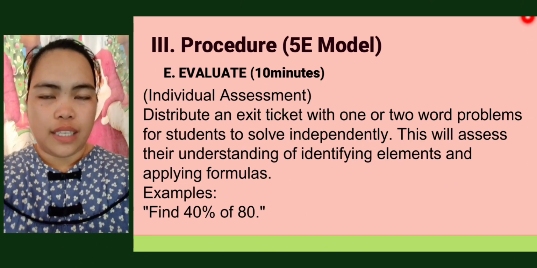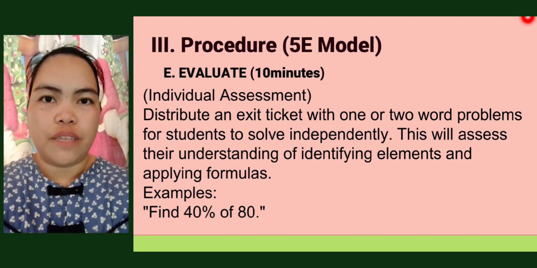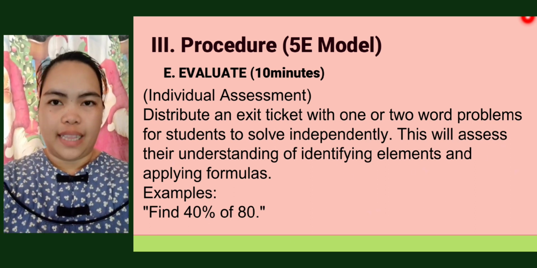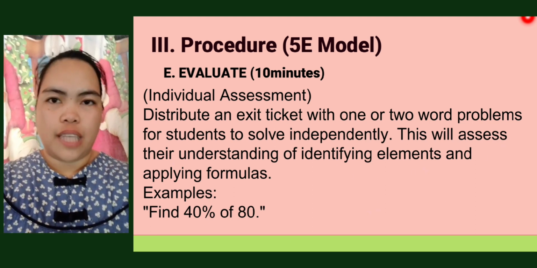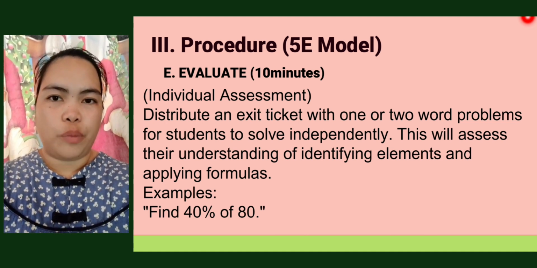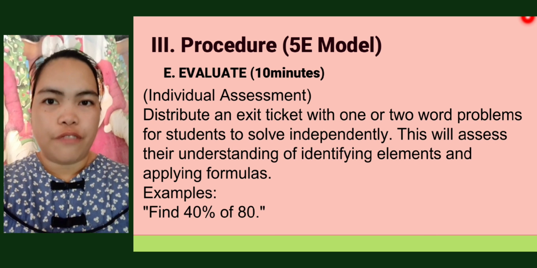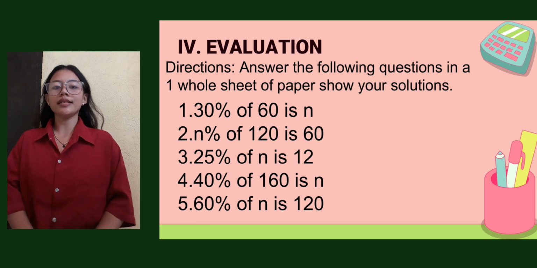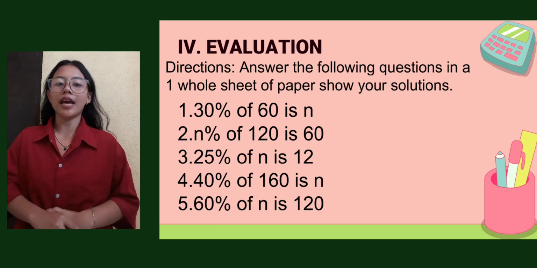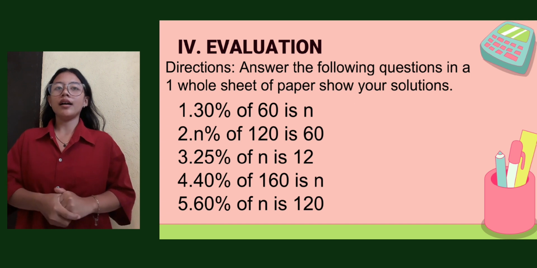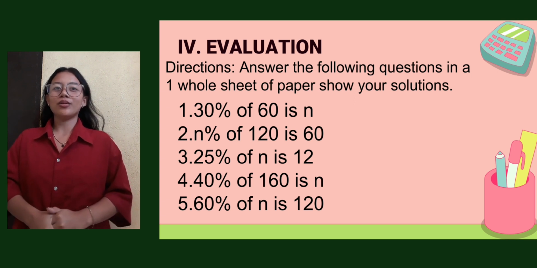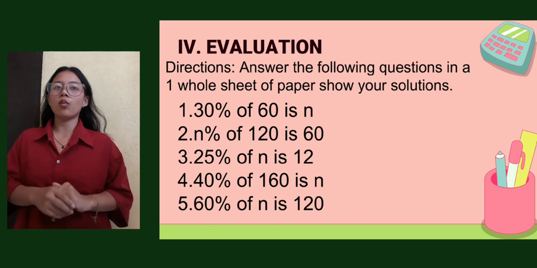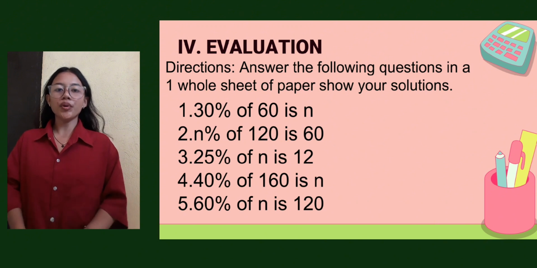For our evaluate, which is 10 minutes, we're going to distribute an exit ticket with 1 or 2 word problems for students to solve independently. This will assess their understanding of identifying elements and applying formulas. An example of this is find 40% of 80. Okay, class. So to really test your understanding about our topic today, we have here a test. I will read the directions. Answer the following questions in one whole sheet of paper and then show your solutions.